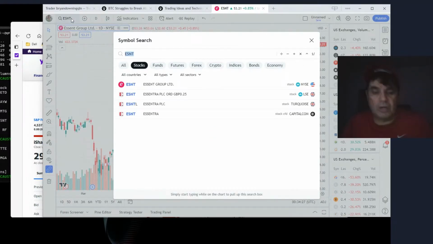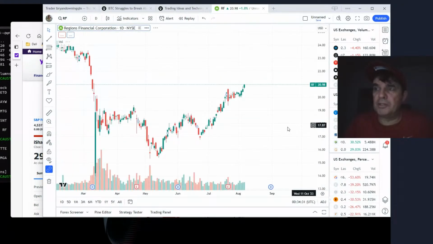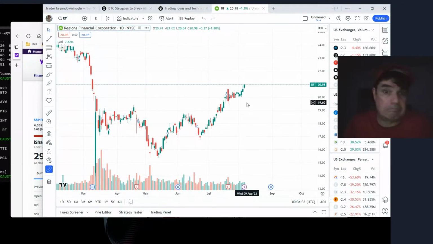This one looks good as well. RF, Regions Financial Corporation. This is one of those independent financial investment banking. I'm not sure, but it's looking pretty good as a defensive play, $16 to $20. So that's a 25% return. And that's when the big tech have kind of cooled off, and you still have some companies and stocks out there performing. So that's what I'm looking for.